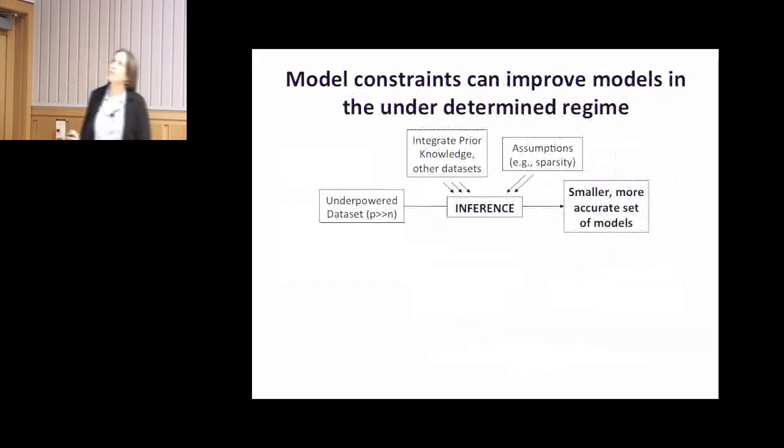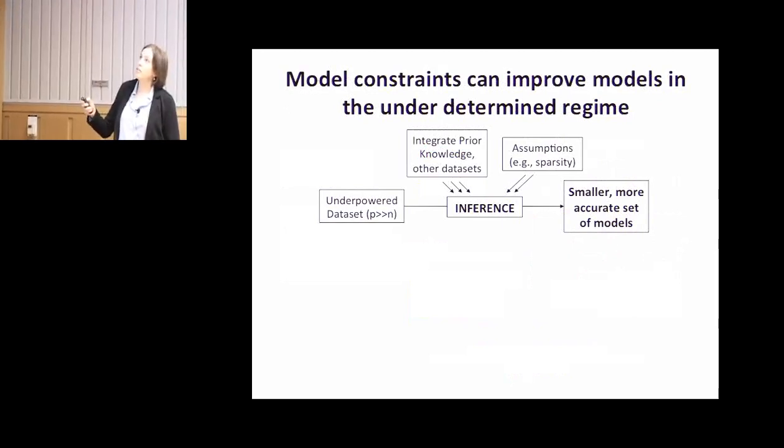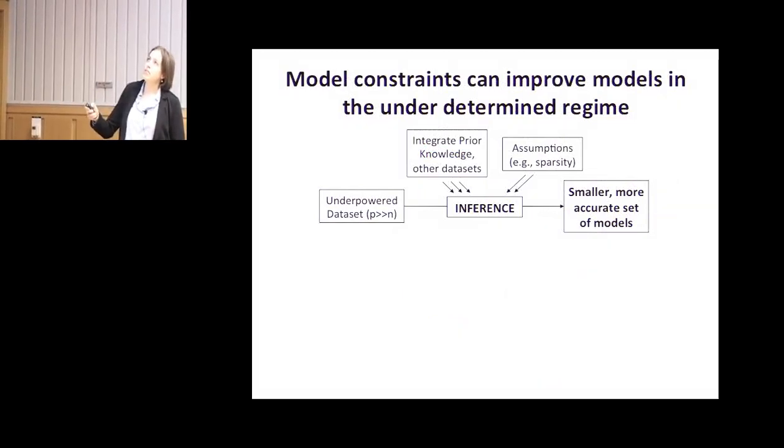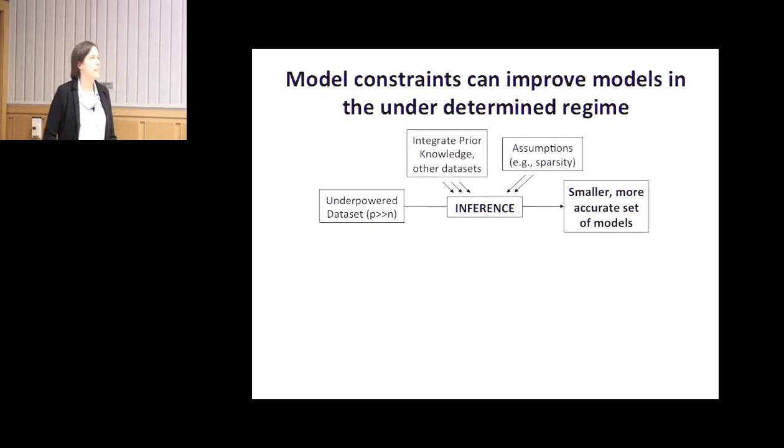And so just to give you a basic framework and appreciation for some of the inference methods that I'm using, I wanted to point out the general strategies that I'm using. So you start with an underpowered data set, be it microbial abundances or gene expression, and you want to get out a set of accurate models. And so one of the things that we do in our inference procedures is we try to integrate external data, prior knowledge, and then another thing we try to integrate are assumptions.